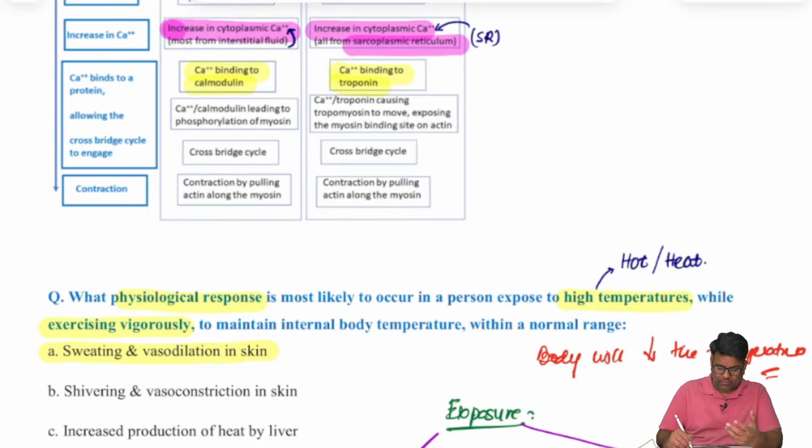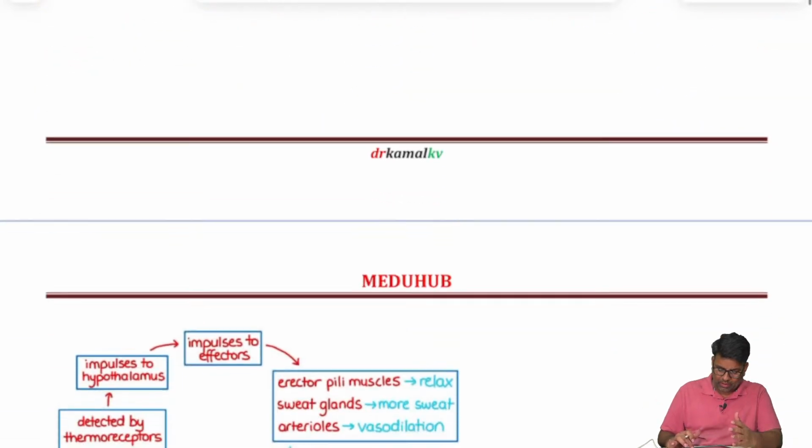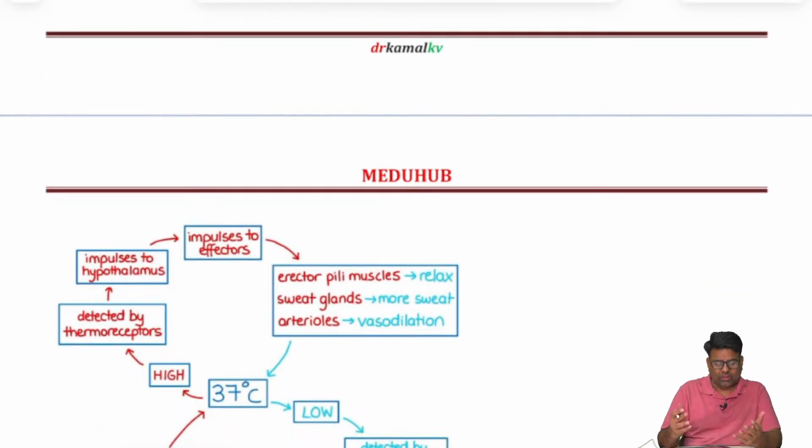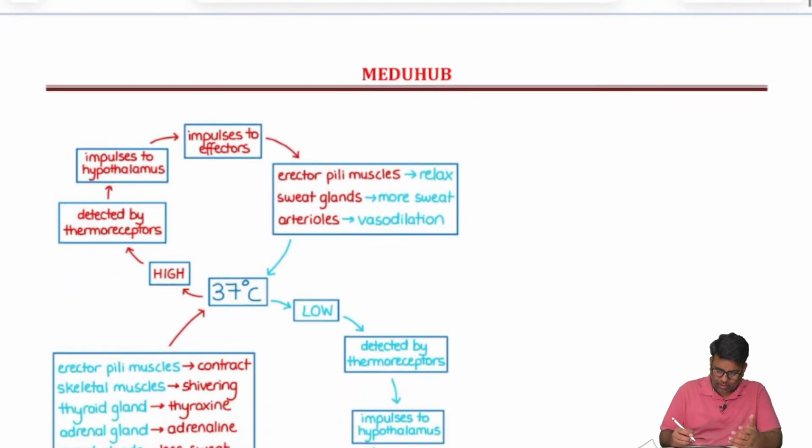So whenever someone is working vigorously, especially at high temperature, there is heat all around, so the body will try to lower the temperature by sweating associated with dilatation of skin vessels. So this is the thermostat mechanism. If there is high temperature, the sweat glands produce more sweat, and the arterioles dilate. So there is vasodilation, right? So, exposure to high temperature.